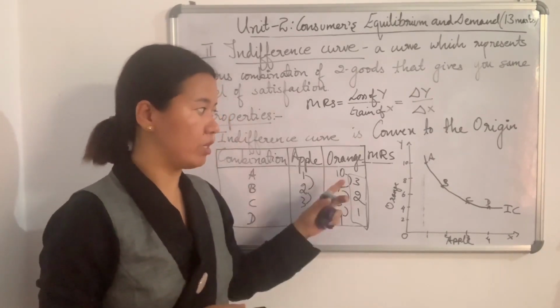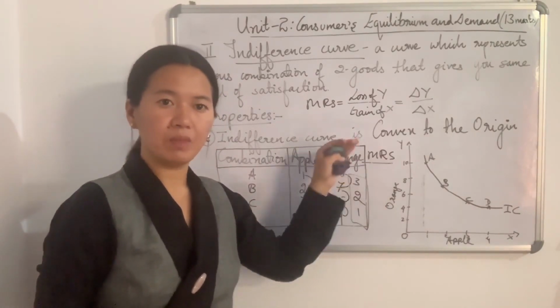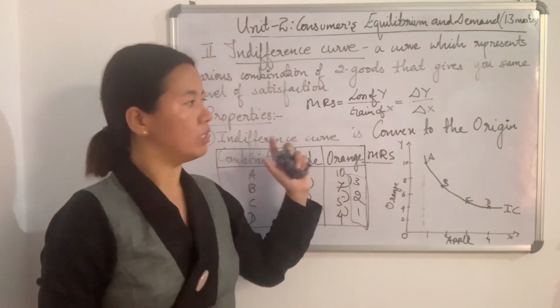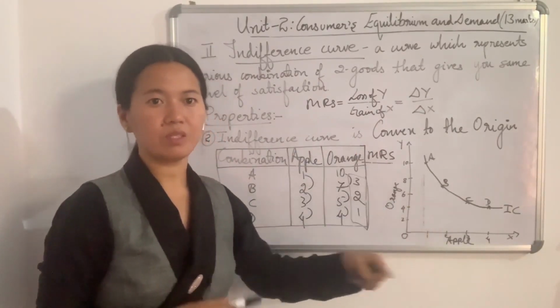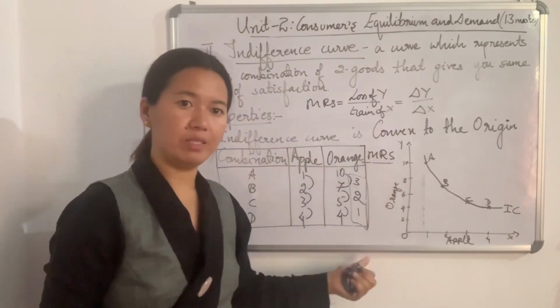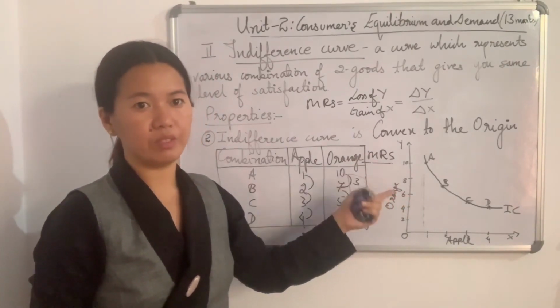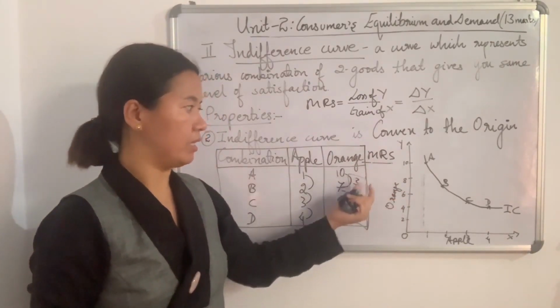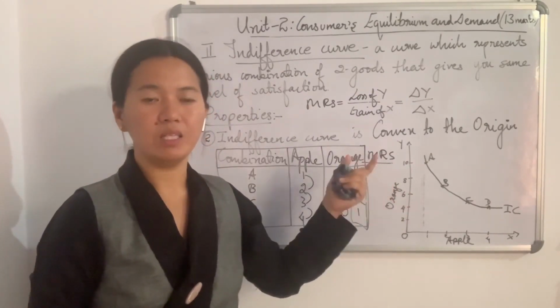In the same way here, since MRS, marginal rate of substitution, is diminishing, our indifference curve is convex, and vice versa. Suppose our MRS is increasing, then we will get a concave shape, and our indifference curve will be concave. But in case MRS is constant, then our indifference curve will be a straight line.